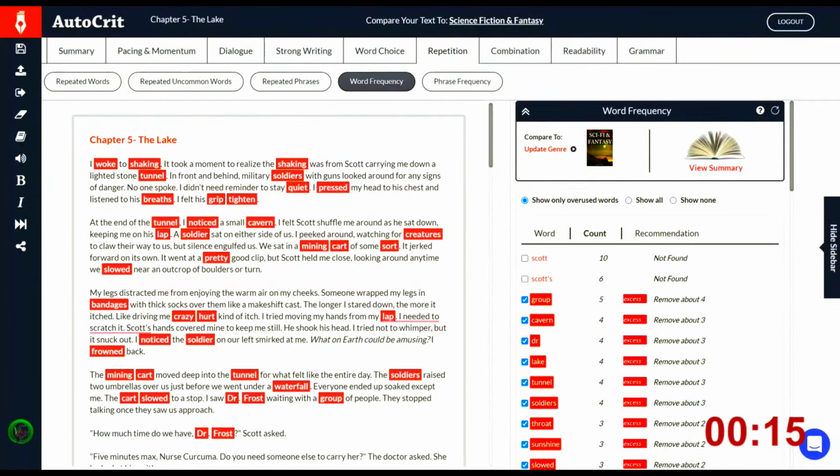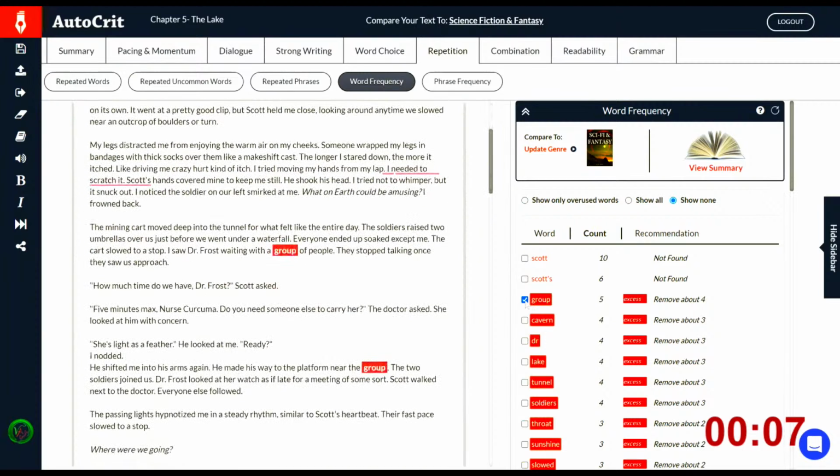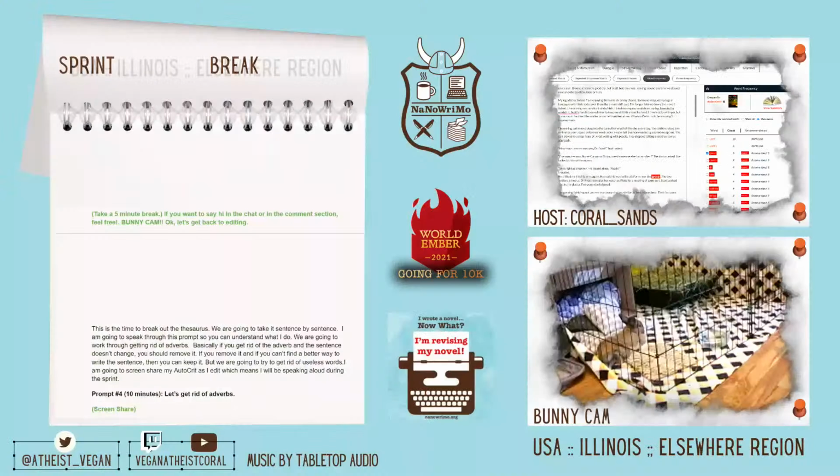All right. Let's just find different ways of saying group. She was waiting with people. Platform.